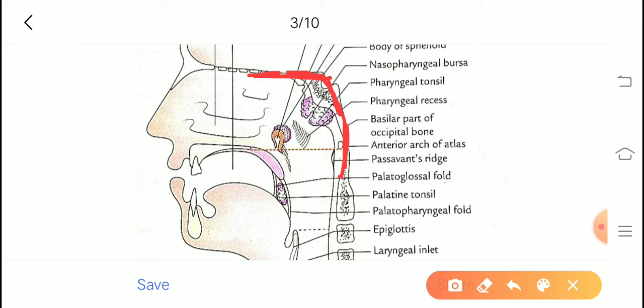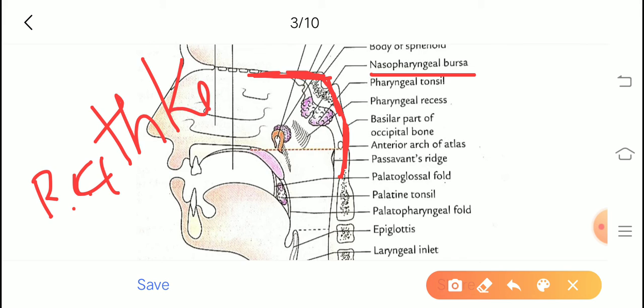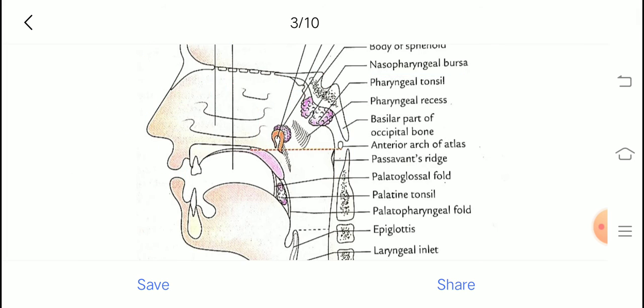And there is a small protrusion in between. You can see it is called the nasopharyngeal bursa. And in some people, there is a dimple present in the mucous membrane of this pharyngeal tonsil, and it is called Rathke's pouch. Rathke's pouch, right?